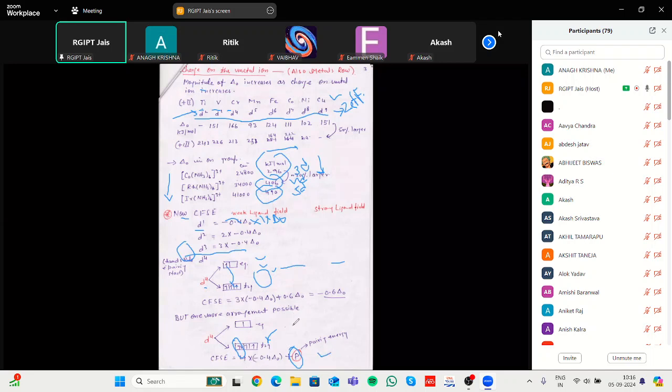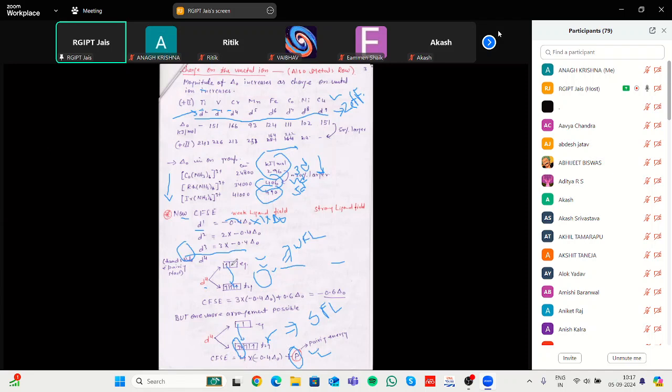This is in the case of a strong field ligand, but this is possible in the case of a weak field ligand. In the case of a strong field ligand, it pairs up the electron in the same orbital, like 1, 2, 3. After that, the next electron is transferred from here to here. That's why there occurs some pairing energy.